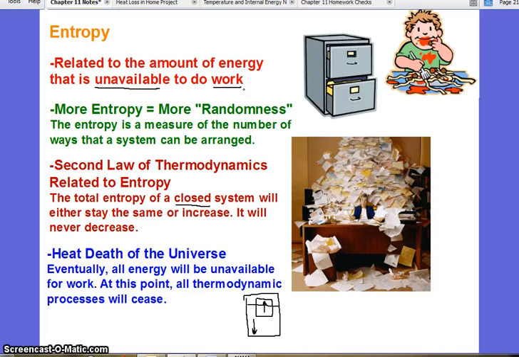Remember, we must always have a cooling system for a machine to work. And so if everything reaches the same temperature, that means that no machines can exist, the human body cannot function, all life no longer exists, and therefore all thermodynamic processes will cease. So again, entropy is the amount of energy unavailable for work. We can also refer to it as the randomness. The hotter a substance is, the more entropy it has. And the total entropy of a closed system either stays the same or increases. At some point, trillions of years down the line, all energy available for work will become unavailable. Everything reaches the same temperature, and therefore all thermodynamic processes stop.